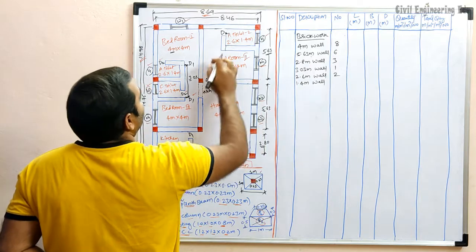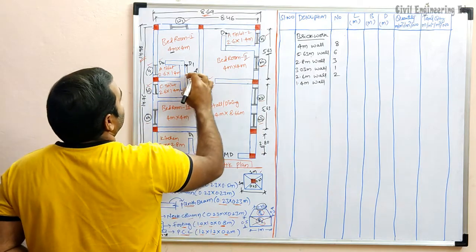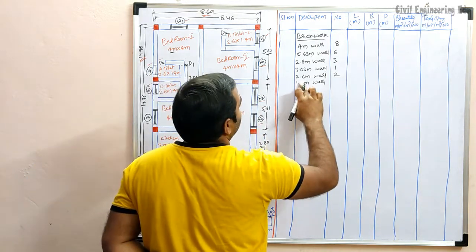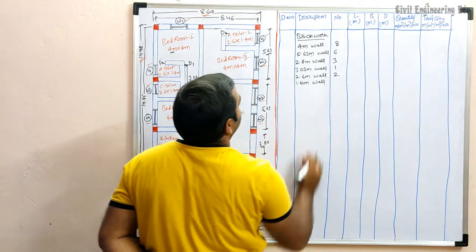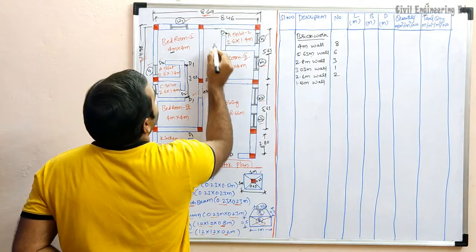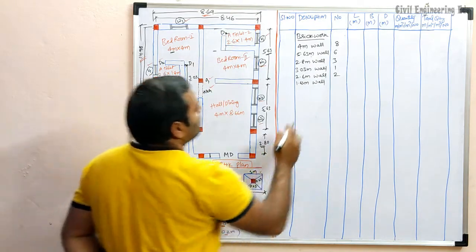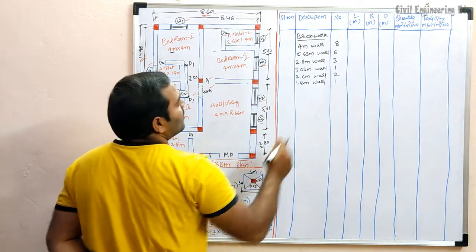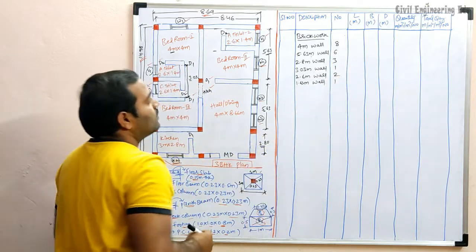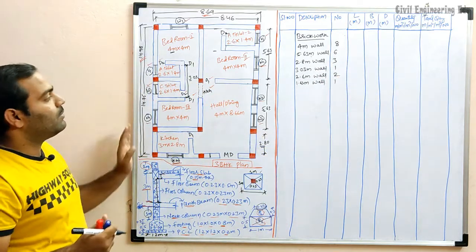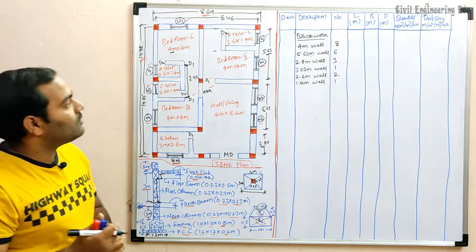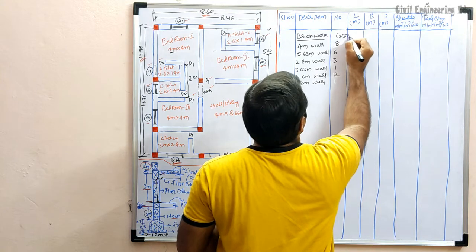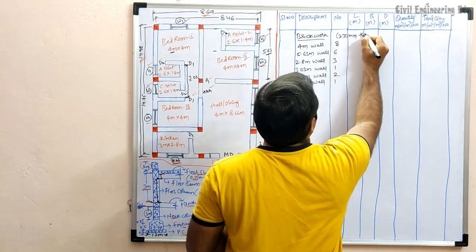Next one is the 1.4 meter wall. So this wall is 1.4 meter. Sorry, this is 1.63 meter. From this face to this face, it is 1.63 meter. So the 1.63 meter wall is 1. So these are the total walls which we need to calculate based on the plan. All these walls are of 230 mm thick.